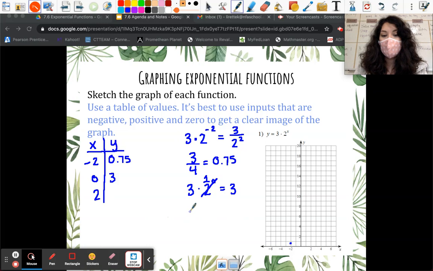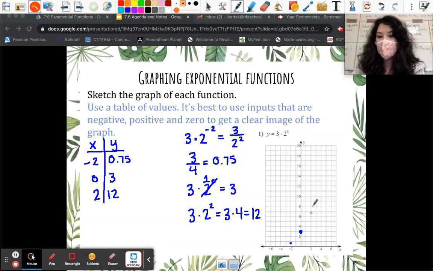For an input of 2, I'm just going to replace my exponent with 2. I'm going to square the 2 first to get 4, and then multiply to get a final answer of 12. So if I plot these remaining 2 points, (0, 3) would be right here on the y-axis, and then (2, 12) would be up here. So again, the more points you plot, the clearer image you're going to get. So to the best of my ability, I'm going to curve these points together.